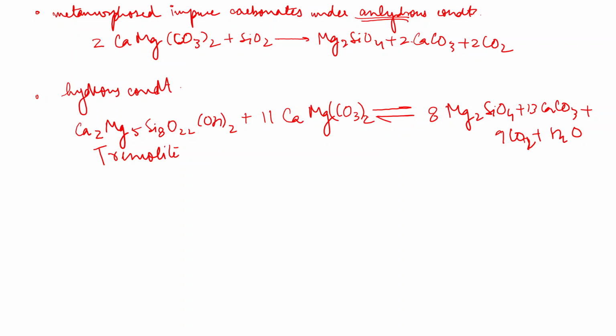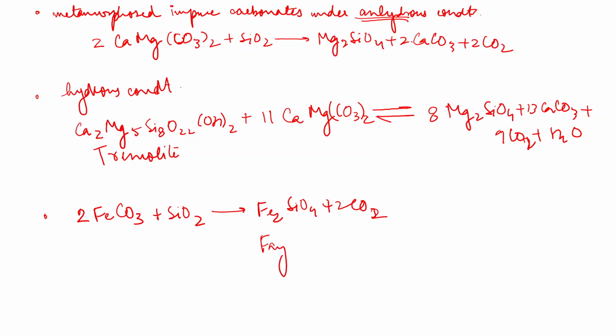Fayalite also occurs in metamorphosed rocks, but in medium grained, thermally metamorphosed, iron rich sediments and in rocks of more cherty composition. Here, 2FeCO3 plus SiO2 will give rise to Fe2SiO4 plus 2CO2. So here the Fe-rich sediments react with silica to give rise to fayalite.